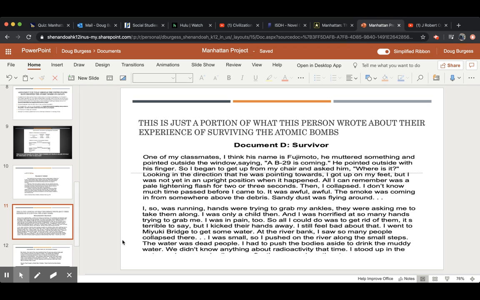I went to Mayuki Bridge to get some water. At the riverbank, I saw so many people collapse there. I was so small, so I pushed on the river along the small steps. The water was dead people. I had to push the bodies aside to drink the muddy water. We didn't know anything about radioactivity at that time.